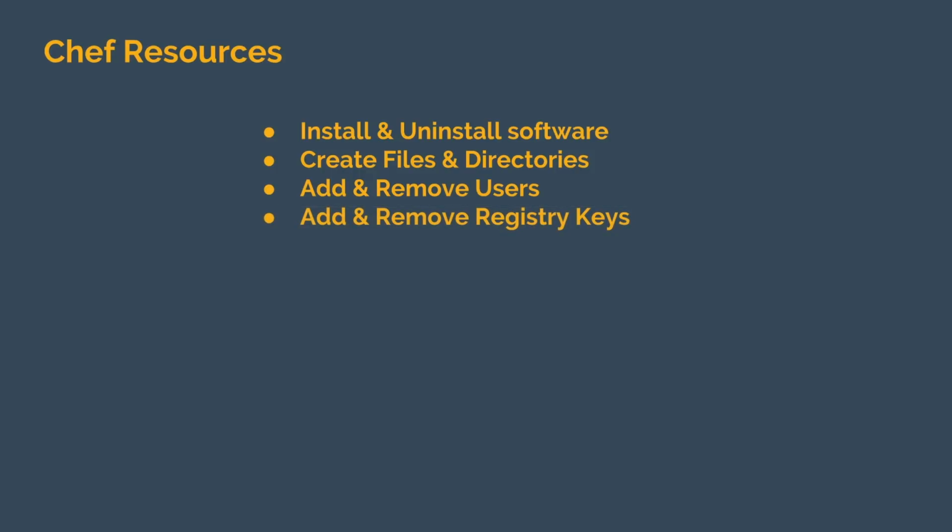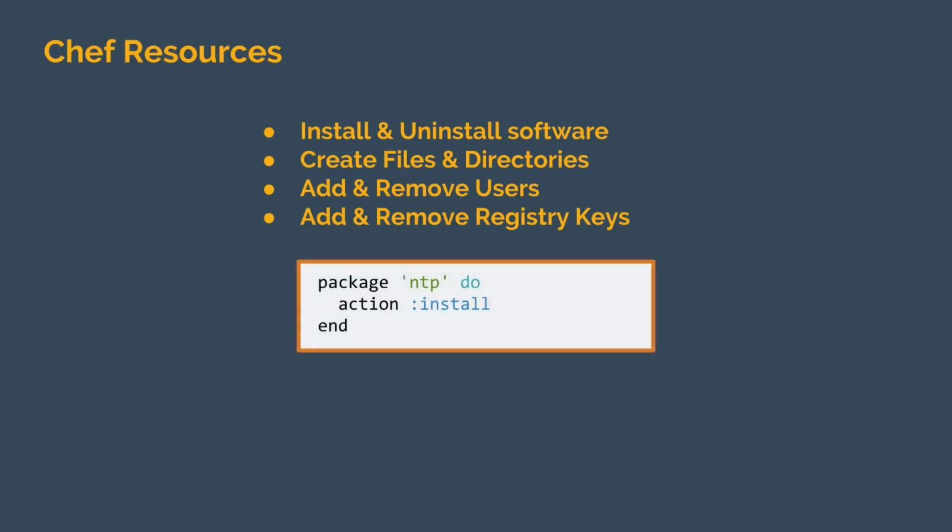As an example, let's take a look at a very common configuration task, installing the Network Time Protocol, or NTP. This package is responsible for ensuring that all of our server's clocks are kept in sync. With each Chef resource, we have a type, in this case package, a name, the package we'd like to install, or NTP, and an action, install.